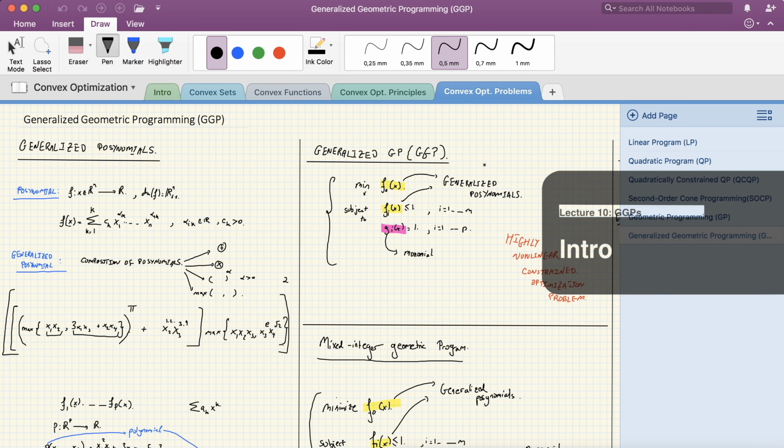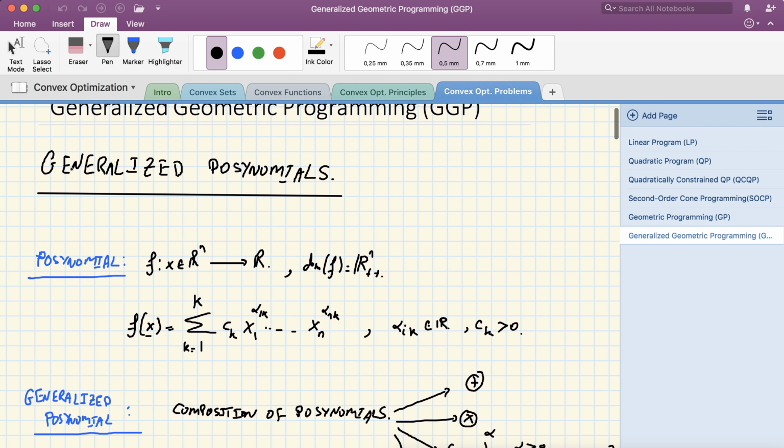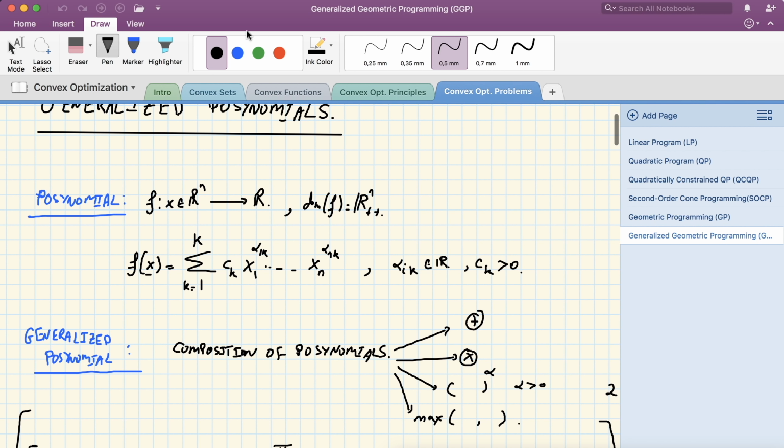Hello and welcome to this lecture on GGPs. That stands for Generalized Geometric Programming. In this one, we're going to introduce some mathematical recipes, I would say, that we need to define what a GGP is. That is, as in the previous lecture, we introduced polynomials and monomials. We're going to introduce in this one what a generalized polynomial is.